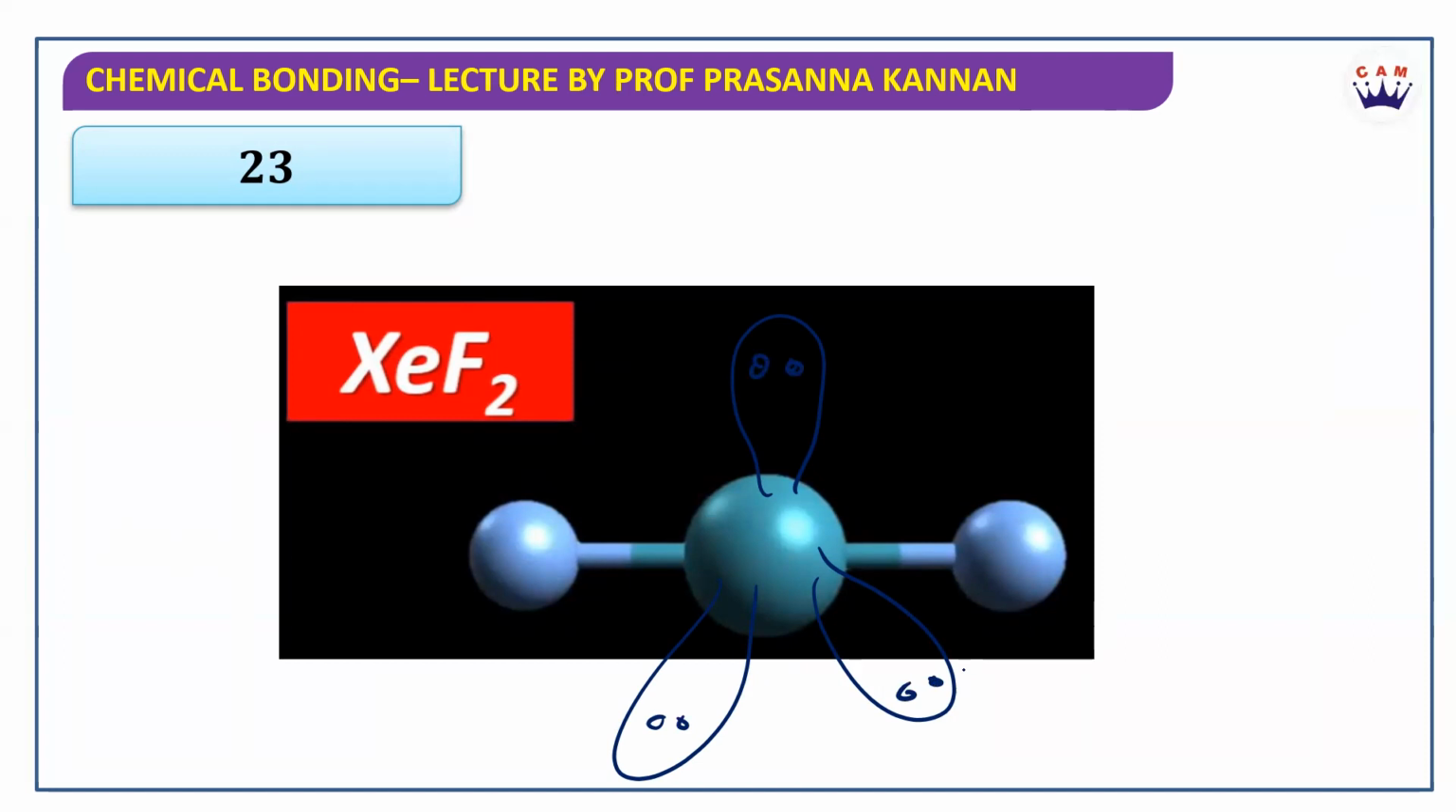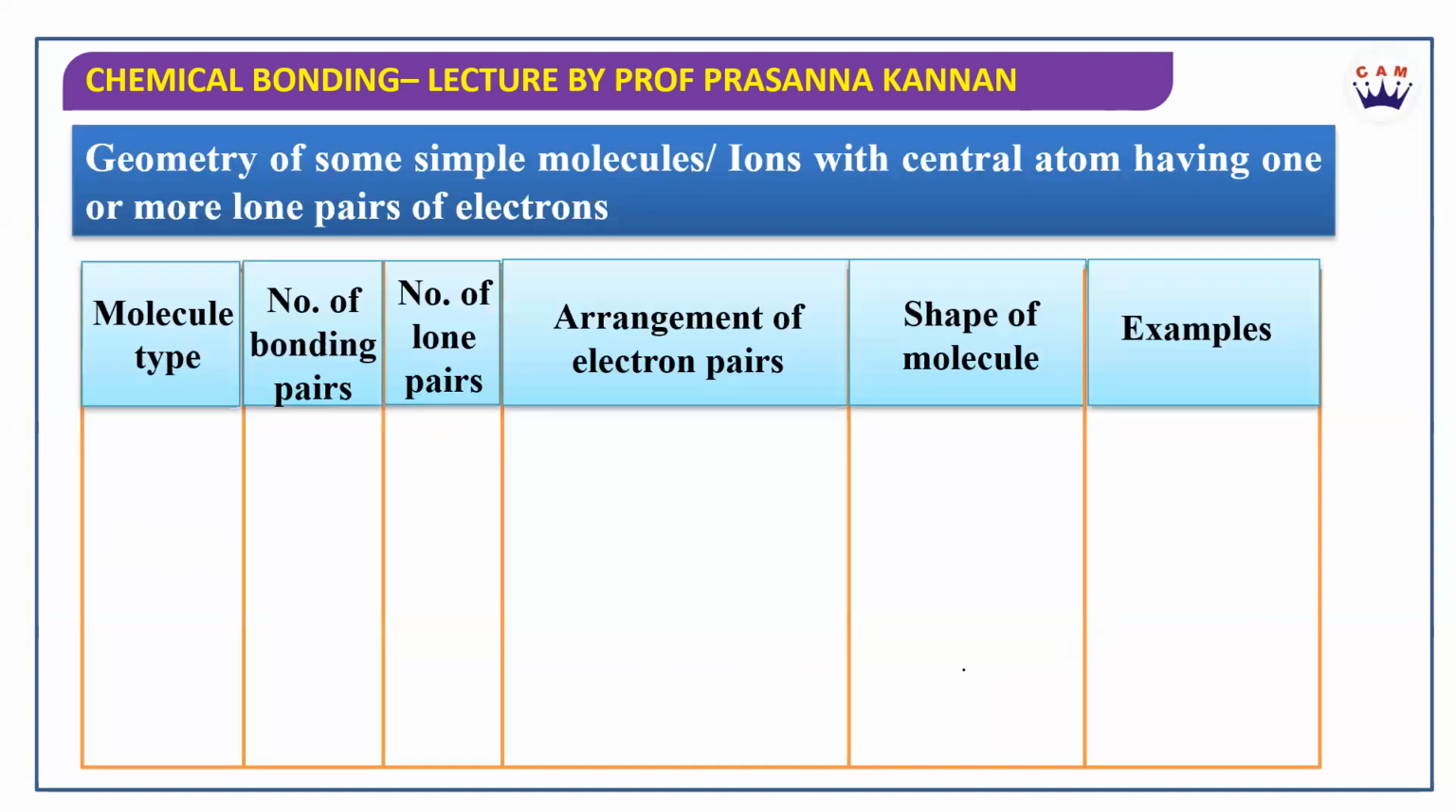This molecule will be linear. Shape of the molecule XeF2. Okay, next one is what? 3, 1. What is AB3L? 3 AB bonds. That means 3 bond pairs of electrons and 1 lone pair of electrons. So I can call it 3, 1.